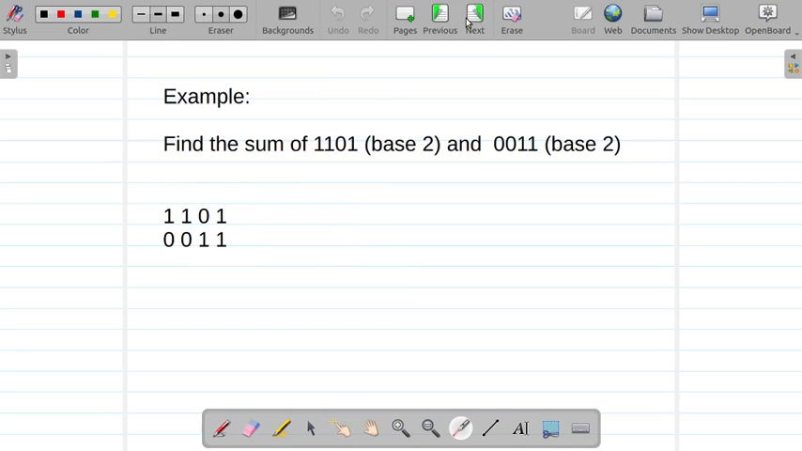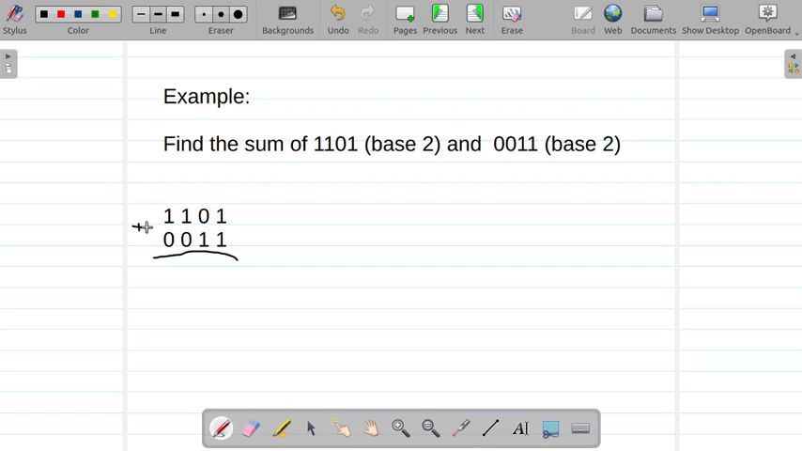So, next. So, kani. Find the sum of 1101 base 2, which is binary, and 0011 base 2, which is binary. So, try ta og compute. So, let's add. So plus.